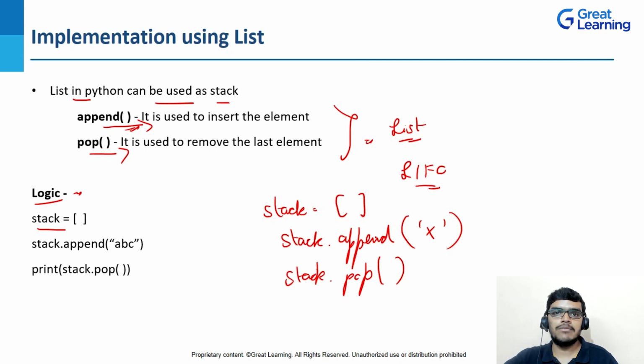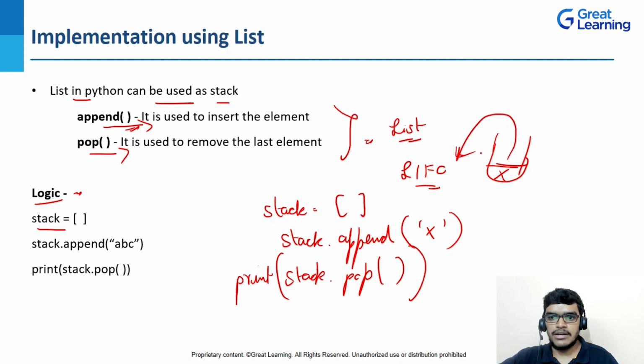Now coming to the pop function, if I write stack dot pop inside print, then whatever element I have, it will be removed. Let's suppose this is my stack, and in it I have the element x. If I write stack dot pop, it will remove this x element, right? Because I have only one element here, so the last element will be removed from the stack. So this is the basic idea of how a stack can be implemented using list. Now let's see the practical example.